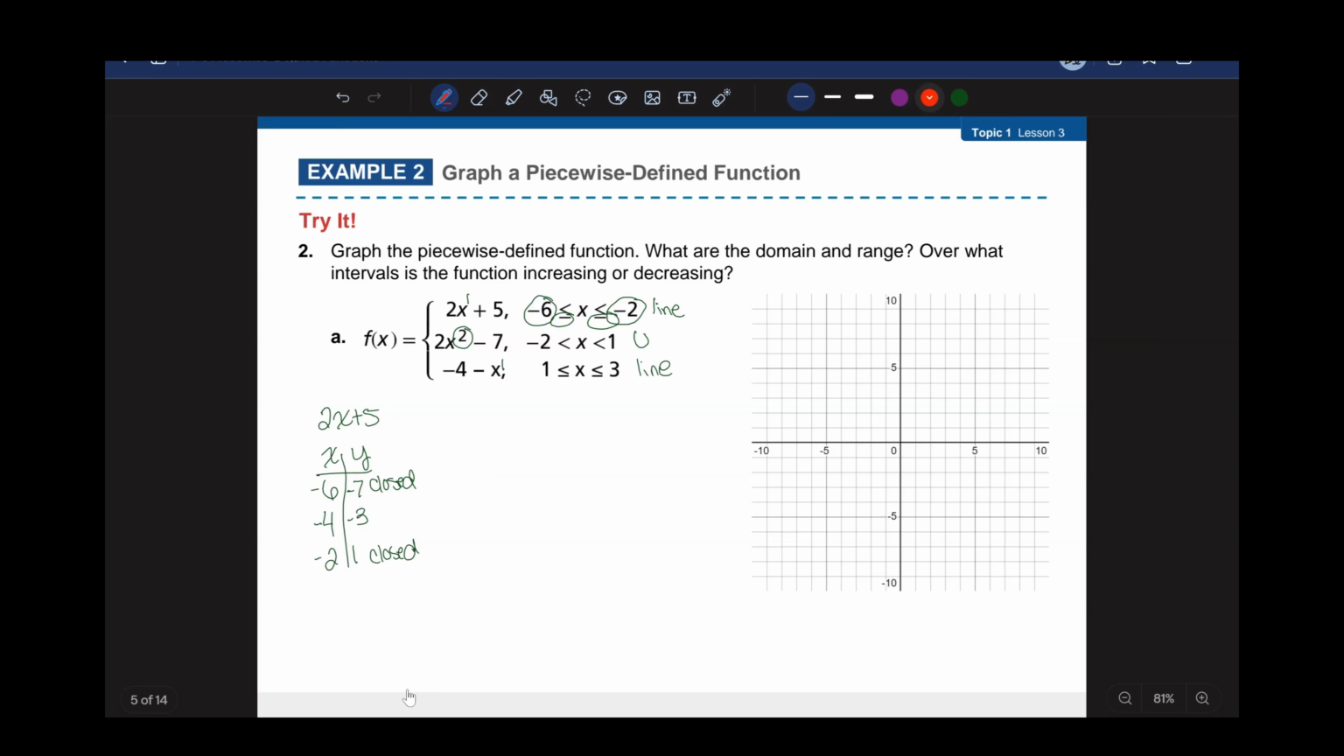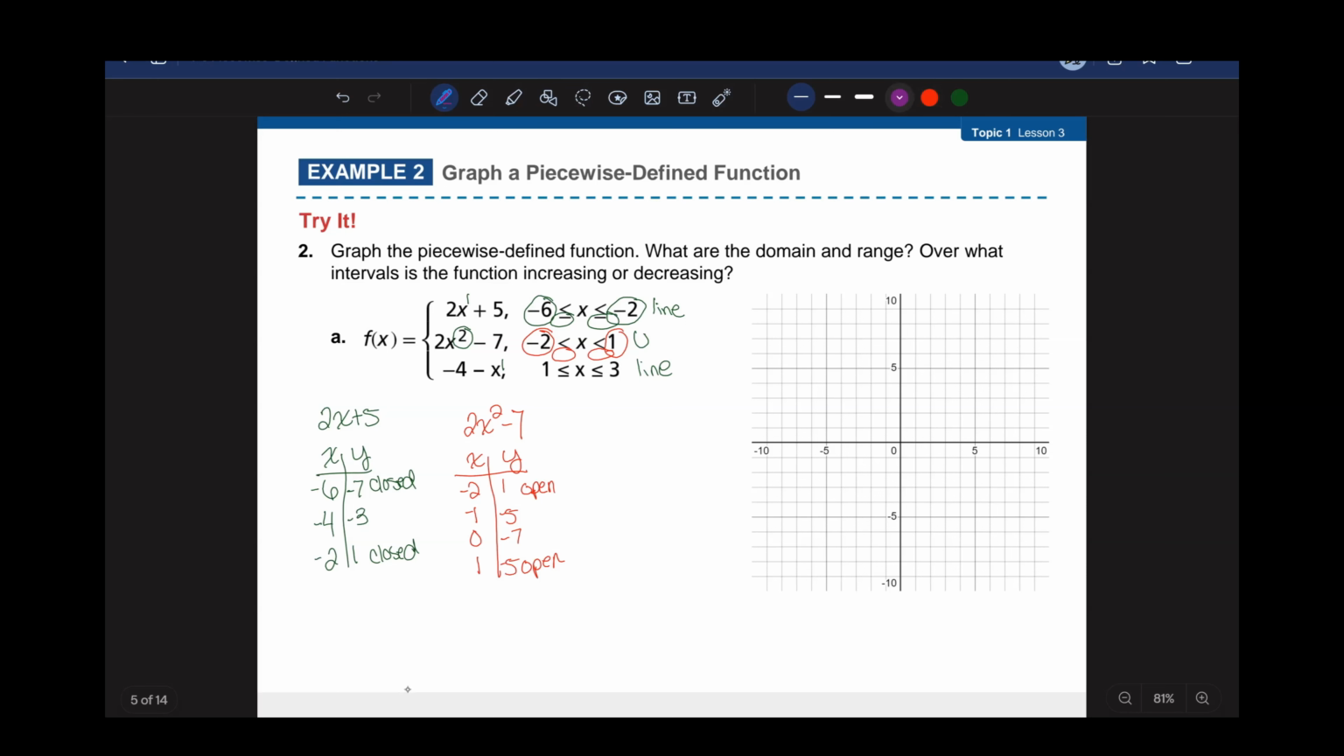All right, for the second graph, we have 2x squared minus 7. And I'm going all the way from -2 up to 1. So -2, -1, 0, 1. At -2, no equal to. At 1, no equal to. So both of these are open. And my table filled in is 1, -5, -7, -5.